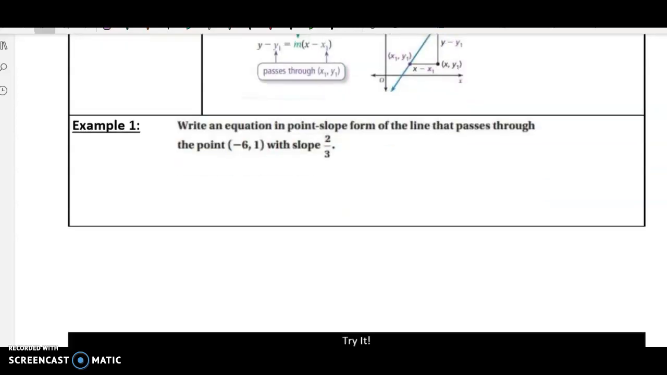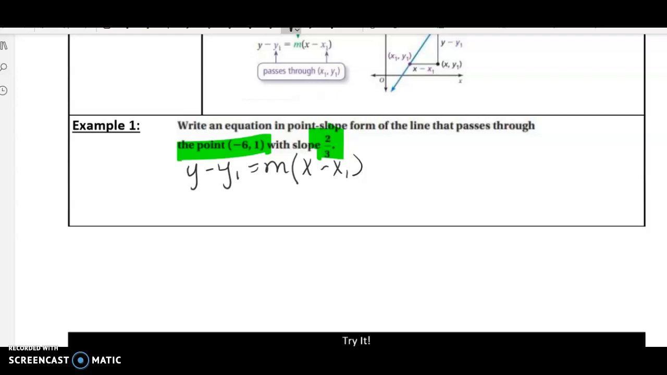So write an equation in point slope form of the line that passes through the point -6, 1 with a slope of 2/3. So here's what we do. We need to use our equation: y minus y1 equals m times x minus x1. And what's nice about point slope is all we need is a point and then our slope, and we can write an entire equation.